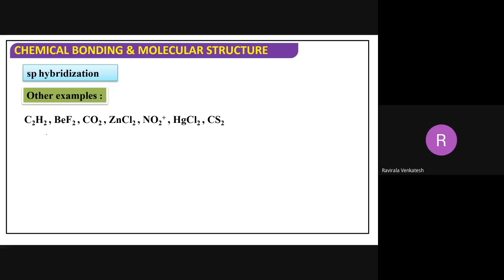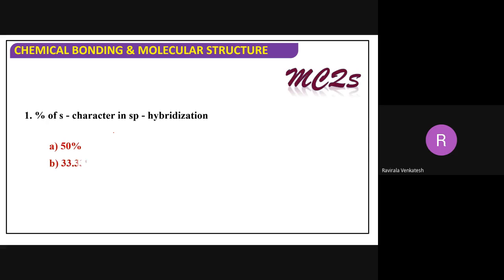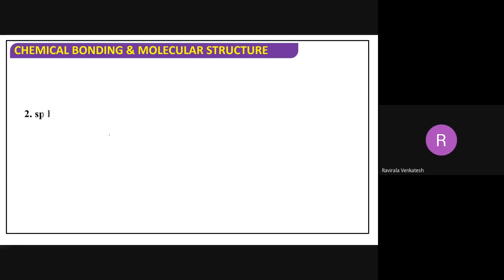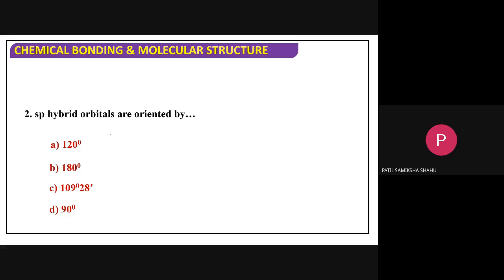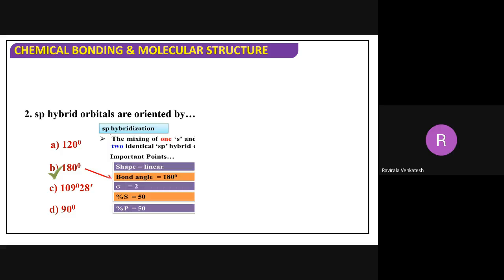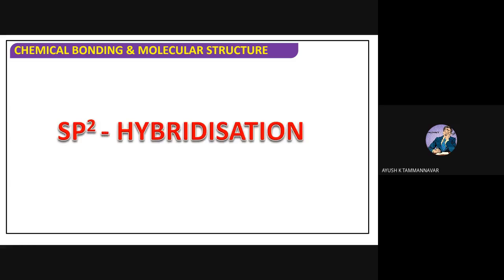We can take some other examples: C2H2, BeF2, CO2, zinc compounds. All these are examples of sp hybridization only. The formation of C2H2 we will discuss separately after the hybridization. Next, you already know the percentage of s character: 50%, right? The bond angle in sp hybridization is 180 degrees. Right.